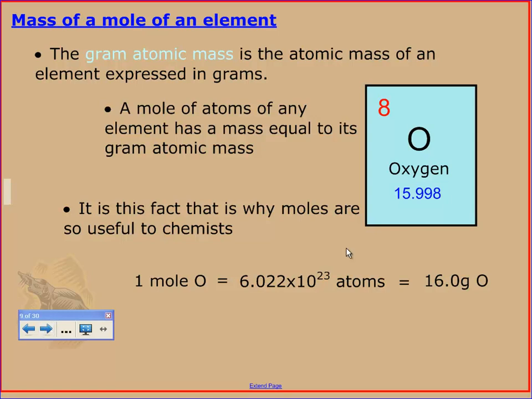So if you don't have a periodic table out, you want to make sure that you get one. You're going to need one for this whole lesson. But here's the important number, this 15.998. That is what we call the gram atomic mass. That basically tells us how many grams are in 1 mole of that element. So now we know that 1 mole of oxygen is equal to 16.0 grams of oxygen. We round that up. Usually we round to the tenths or the hundredths place.